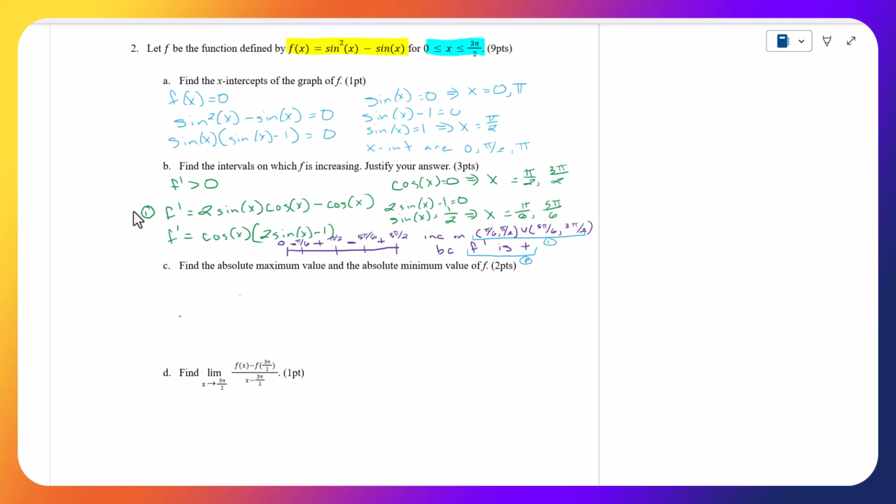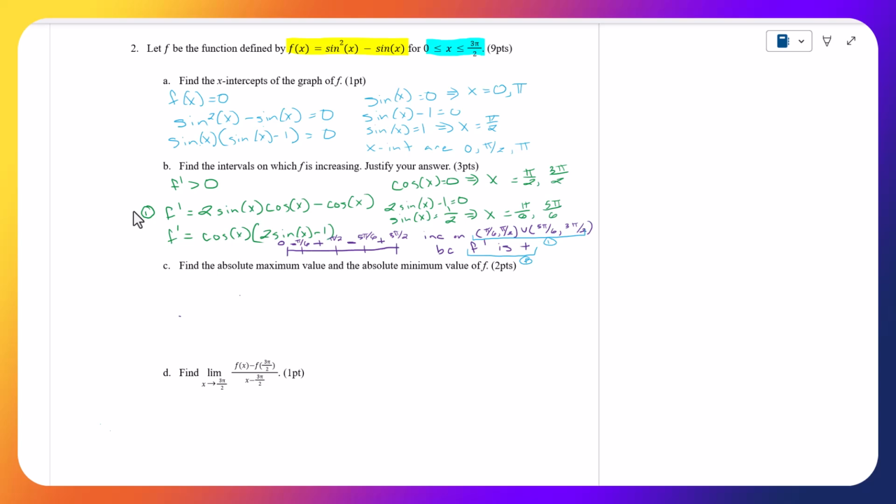Next one, find the absolute max and minimum. For the people that did this question, I saw people tripping up on this one. You've pretty much done all the work you need to do. It's worth 2 points, one for finding the absolute maximum and one for the absolute minimum. All you had to do was look at our critical points and our endpoints. We also need to evaluate our endpoints. That's the piece you needed to remember.